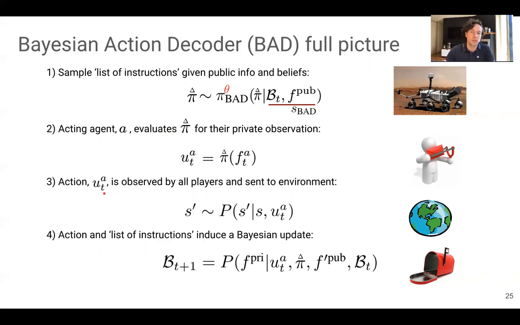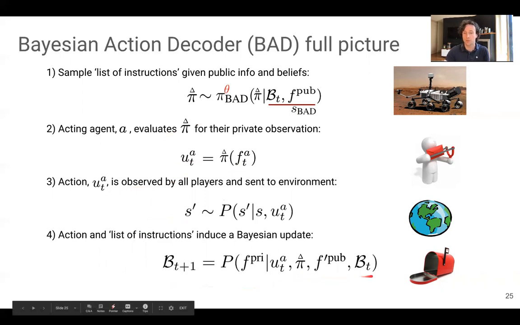And this action u_t^a from the active agent is then observed by all players and also sent to the environment where it's executed to obtain the next state s prime. This is the environment state, not the Markov state for a problem. And because we have the policy that generated the action, we know the previous belief, we can now form a public posterior. Note, because only public information was used on the right-hand side, because the way that we generated this partial policy is based on public information, the updated belief B_{t+1} is also still public. And that means all agents can independently agree on the exact same belief.